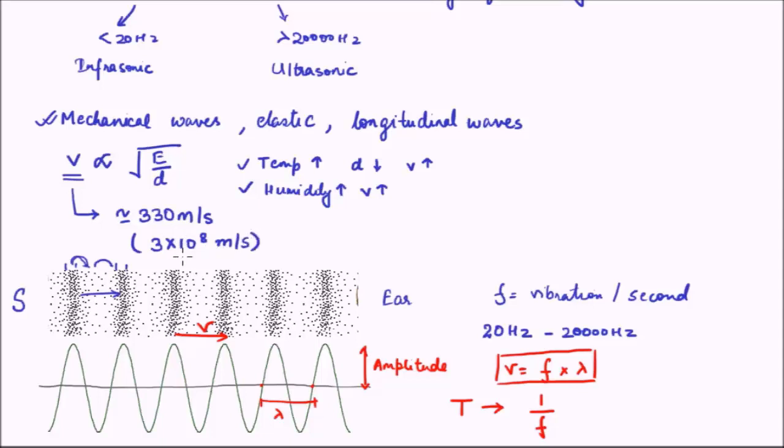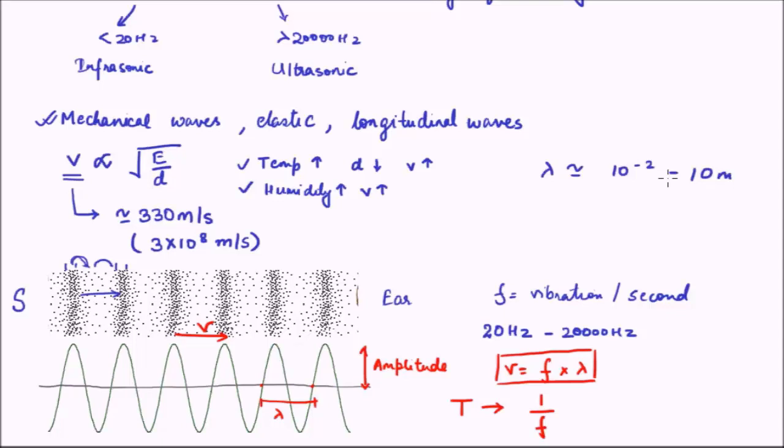Okay. Second, the wavelength of sound waves is in the order of 10 to the power minus 2 to 10 meters. So quite a large wavelength.